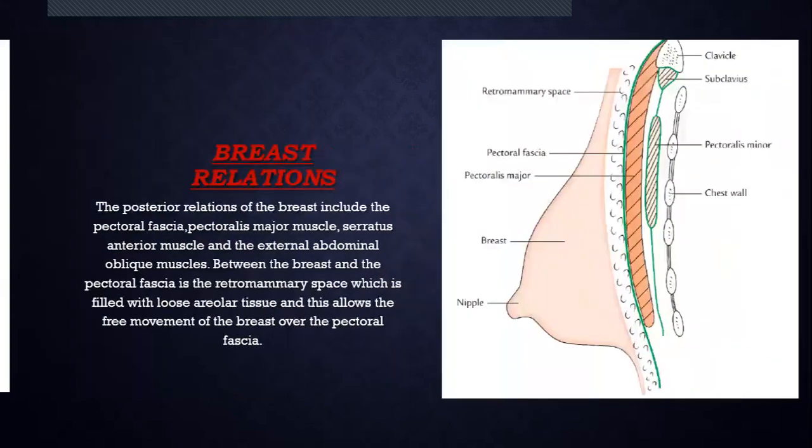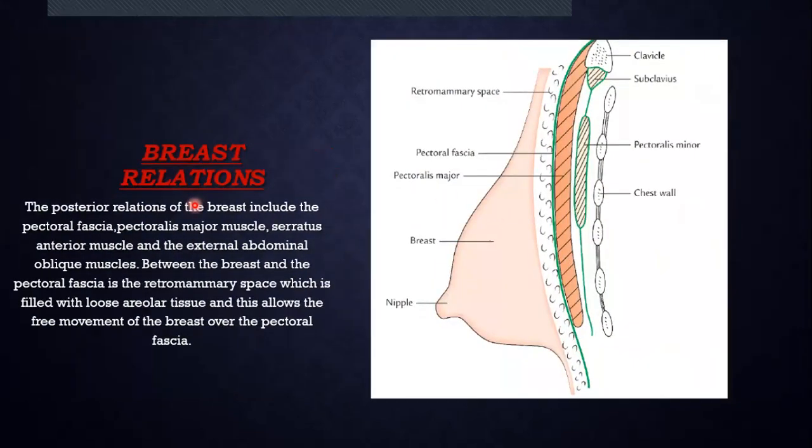So let's continue. Breast relations. Now, the posterior relations of the breast include the pectoral fascia, pectoralis major muscle, serratus anterior muscle, the external abdominal oblique muscles. Now, between the breast and the pectoral fascia is the retromammary space, which is filled with loose areolar tissue.